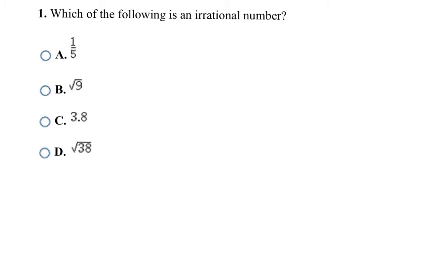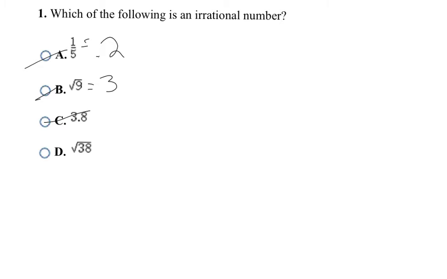And so to find out if 1/5 is a repeating decimal or ending decimal or not, I'm just going to take 1 divided by 5 on my calculator, and that equals 0.2. So that ends. So that's a rational number. So it's not A. The square root of 9 is 3. So that's a rational number. So it's not B. C, 3.8, that's a decimal that ends, so that's a rational number.